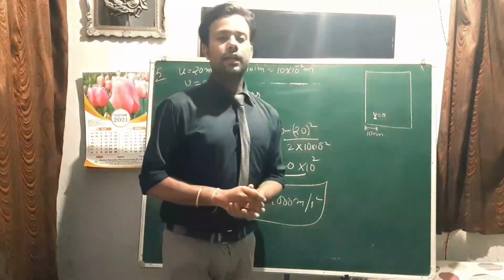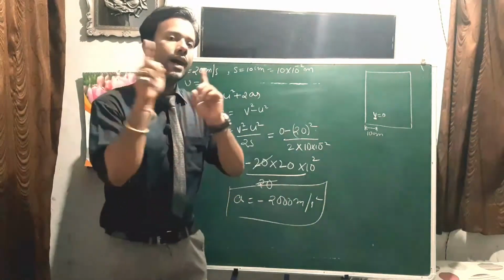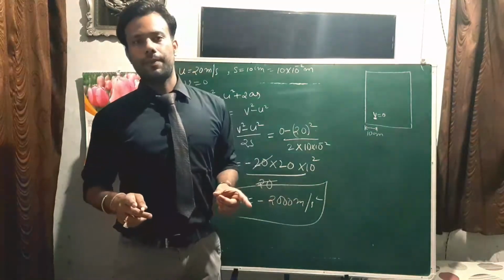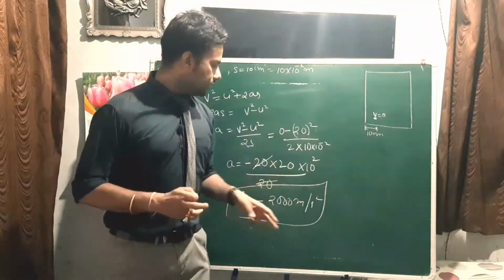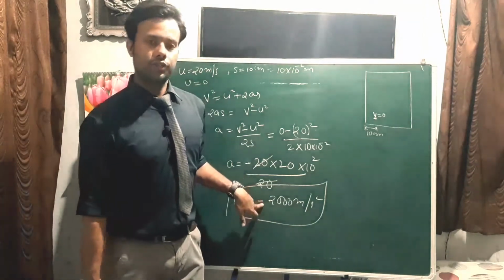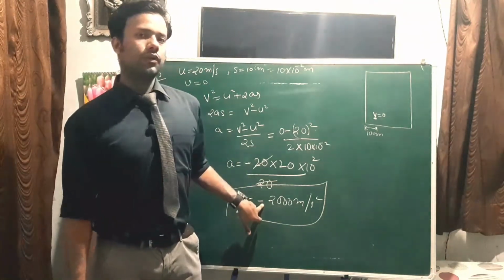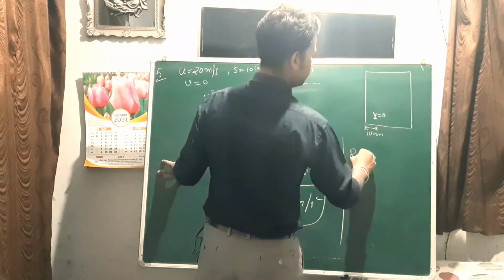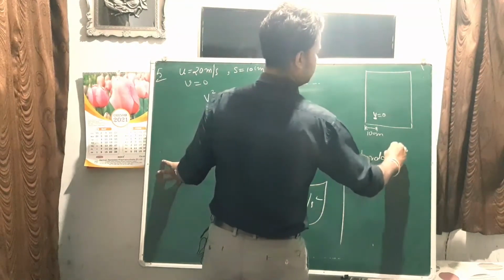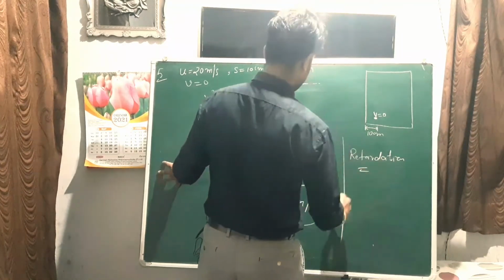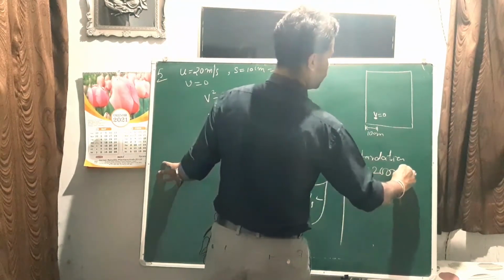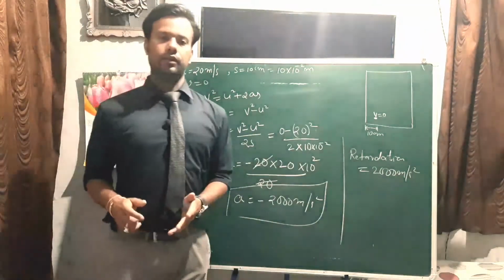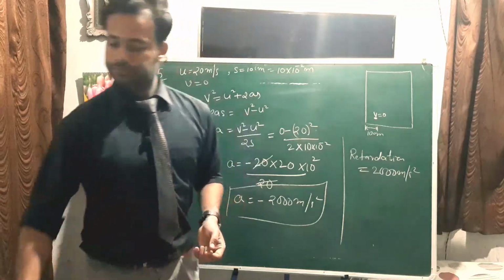Now the retardation is not minus 2000, acceleration is minus 2000, because the negative sign represents the retardation, right? So what is the value of retardation? Retardation will be 2000 meter per second square. So this is how we solve this numerical. Let's check the other numerical.